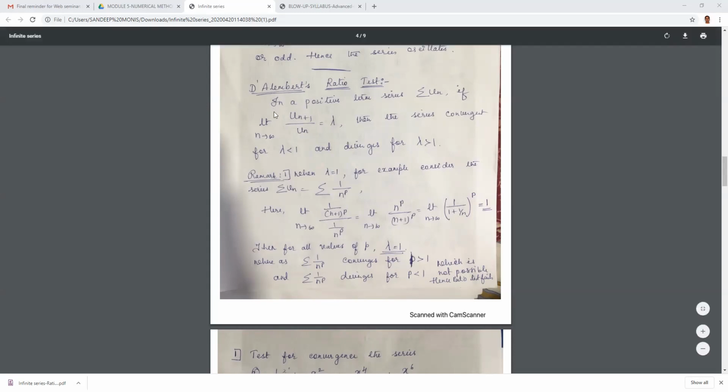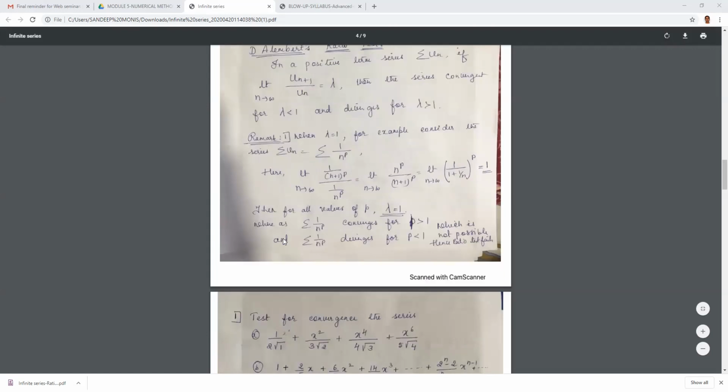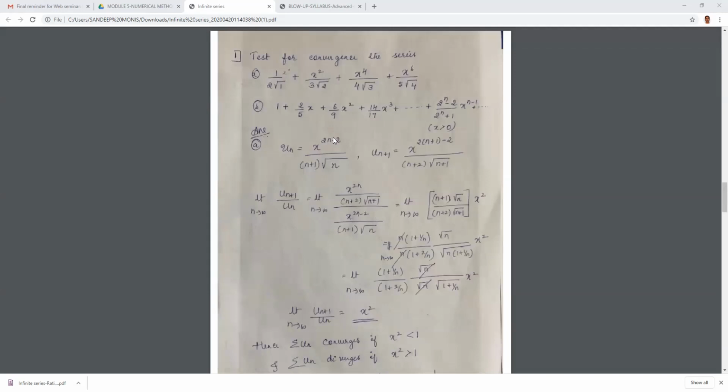So what do we get here? The lambda value. If limit n tending to infinity, un plus 1 by un equals 1, then what can we say? The ratio test fails, which is not possible because we already know this is convergent for p greater than 1 and divergent for p less than or equal to 1. So the ratio test fails when lambda is equal to 1. Let me see one problem now.